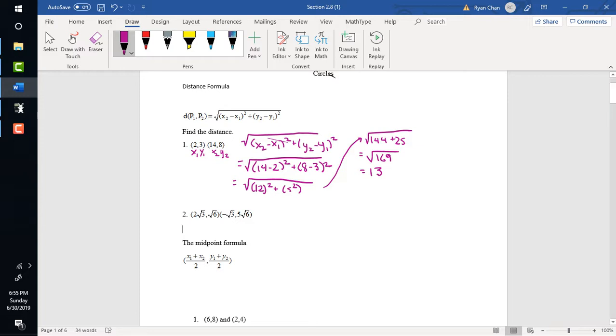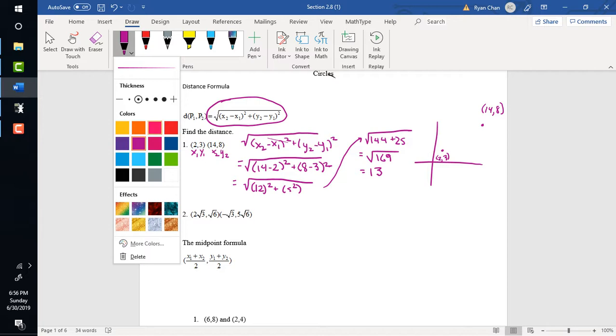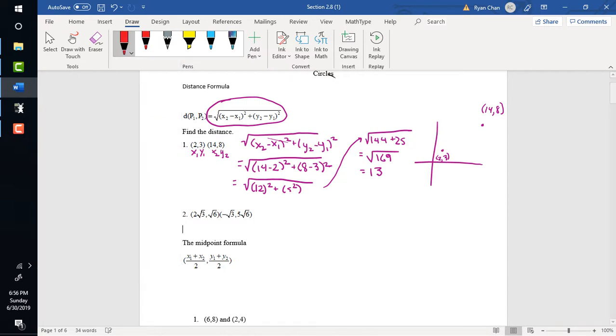Now here's the thing. If you have a hard time remembering this formula, let's understand what's happening with this formula. So I have (2, 3) and (14, 8). I'm going to do an approximation. So (2, 3) is like right here, and then (14, 8) is like right here. So I'm trying to find the distance between these 2 points.